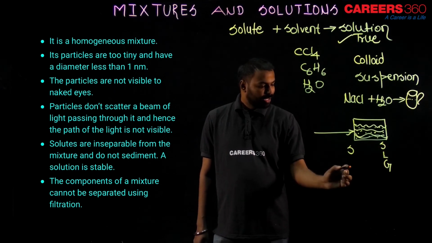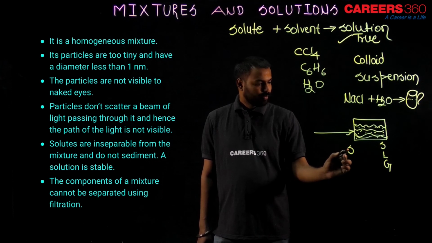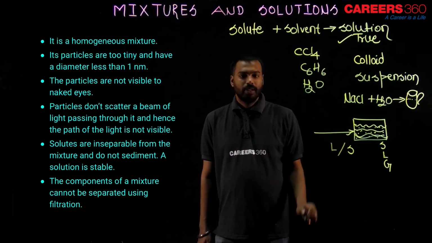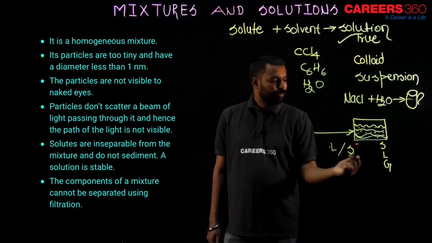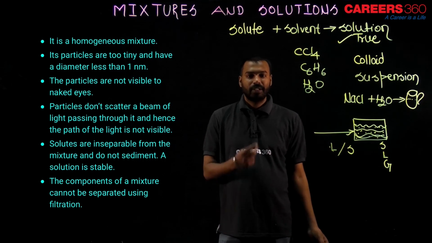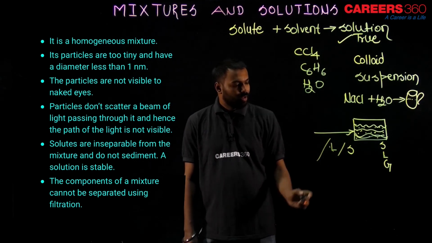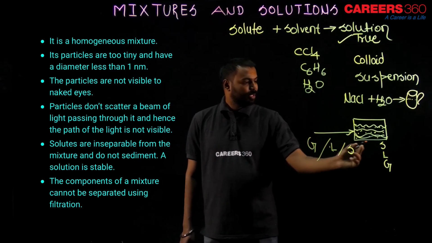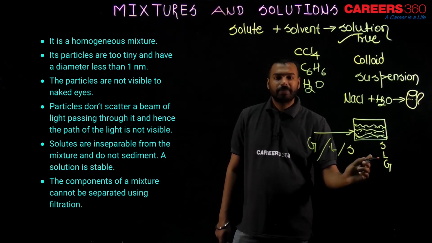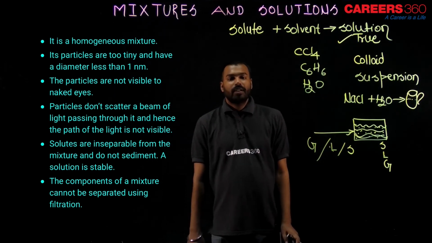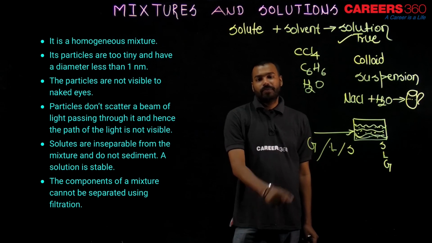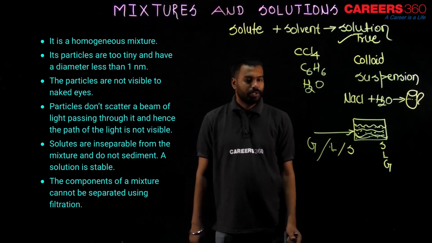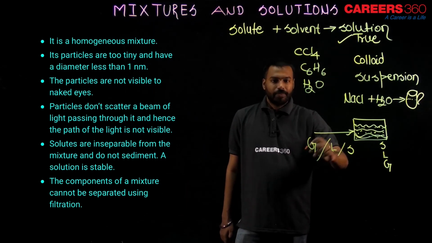Okay. Now, I am making it liquid. So, liquid plus solid, liquid plus liquid, liquid plus gas, again 3 varieties. Next, now I am making it gas. So, gas plus solid, gas plus liquid, gas plus gas. So, there are a total of 9 varieties of solution. I hope you understood these 9 varieties, okay.